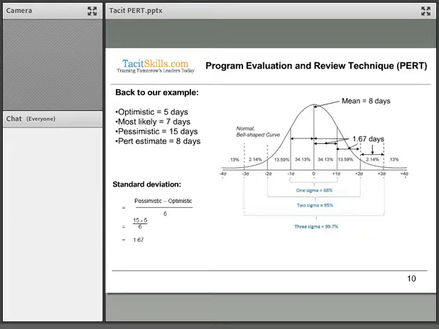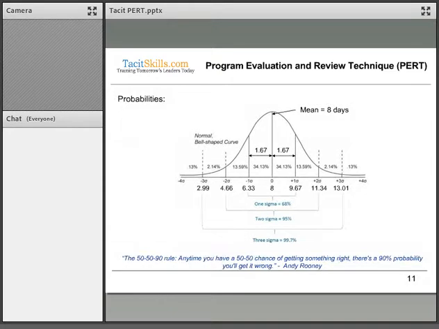Taking that information that we have calculated just now, and applying it to our project, we calculated our activity mean as 8 days, and we now subtract 1.67, which brings us for 1 sigma to a range starting from 6.33. On the other side we add 1.67 to the 8, so it will be 9.67. So what we are saying is, with the uncertainty in this project, there is a 68% chance that this activity will be completed between 6.33 and 9.67 days.